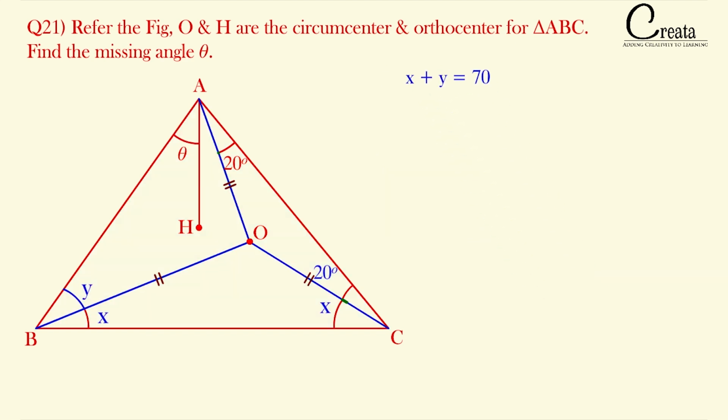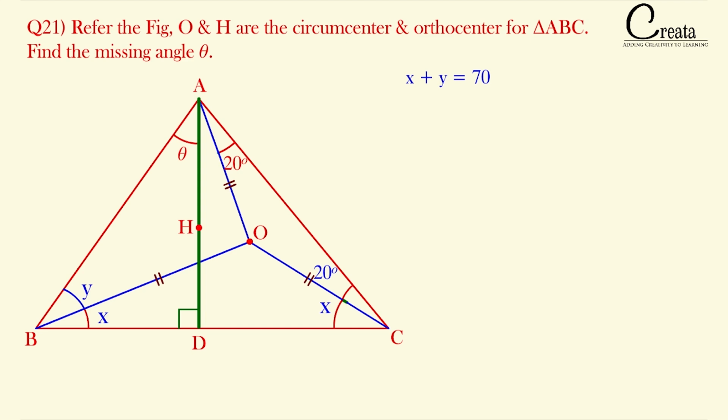Moving further, here H is given as the orthocenter. And what is the orthocenter? The orthocenter is the point of intersection of the three altitudes. If H is the orthocenter, can we say AH is an altitude of this triangle? Let's extend the altitude to meet the side BC. Okay, we got AD as the altitude of this triangle. And we know the altitude is perpendicular to the opposite side, that is, this angle will be equal to 90 degrees.